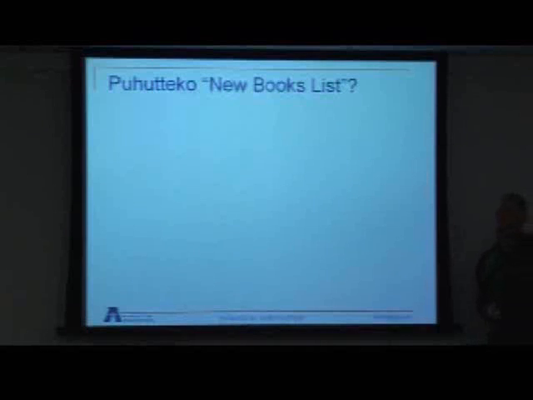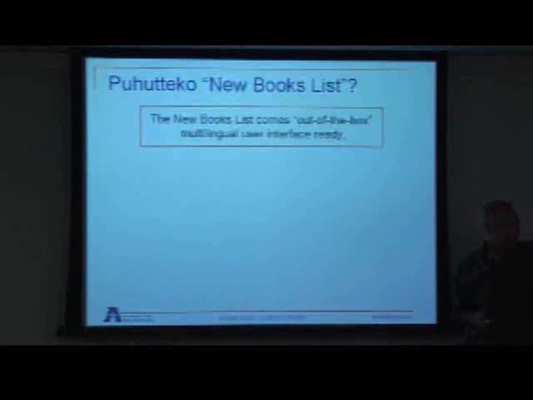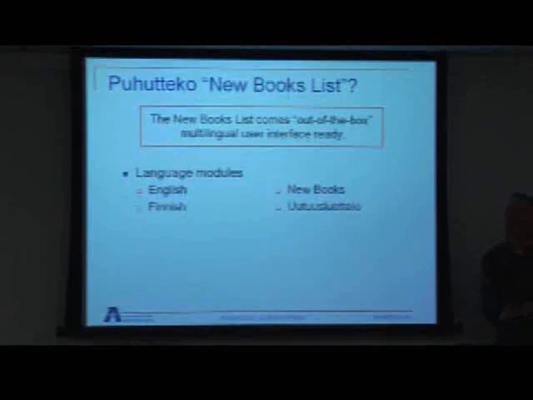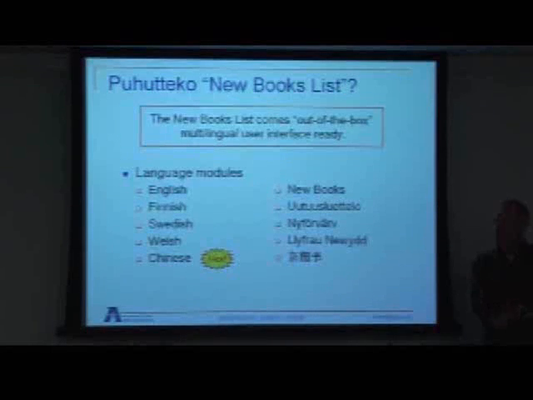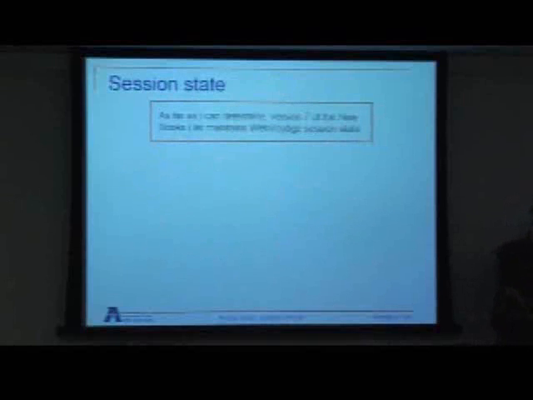Another good thing about the new books list is it's multilingual, and it comes that way out of the box. There's language modules for English, of course. There's a Finnish one, Swedish, Welsh, and new for this version, 7.0, there's a simplified Chinese interface. And there's also a language template. So if someone wanted to create a Spanish or French user interface, it's simply a matter of filling out that language template file, and then they're ready to go. So it's all modular.